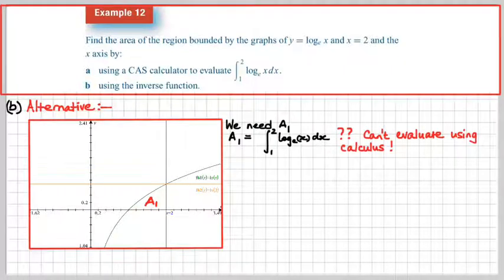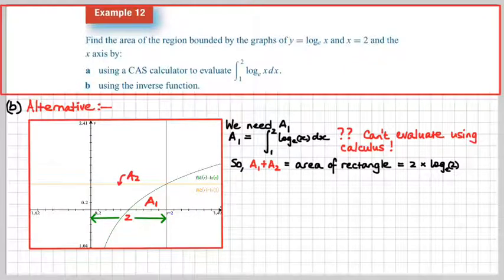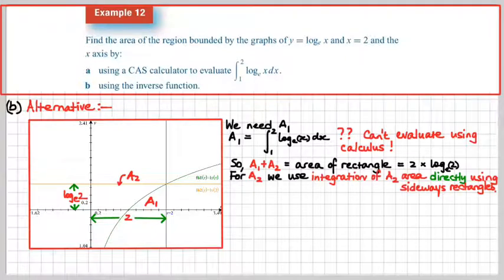Yes, we can't do it using calculus. We know that. But we can work out A1 and A2. That's the combined area, which is the area of the rectangle, which is 2 log 2, as we discovered in the previous screens. And that height is log 2, that height is log 2, that width there is 2, so that's the area of the rectangle.